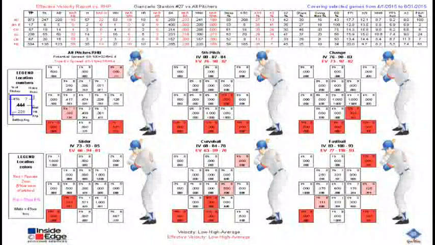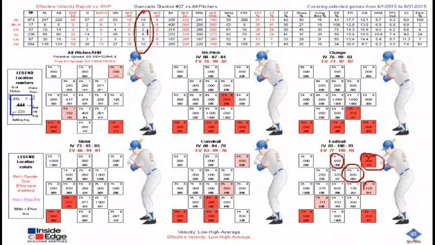Here's the EV report by Inside Edge on Giancarlo Stanton. Now, take a look at his home runs, 18 of them total, 8 on off-speed pitches, 10 on fastballs. In this part of the strike zone, 0 hard hit balls. Just out of the strike zone, 0 hard hit balls, 125 hard hit ball rate.